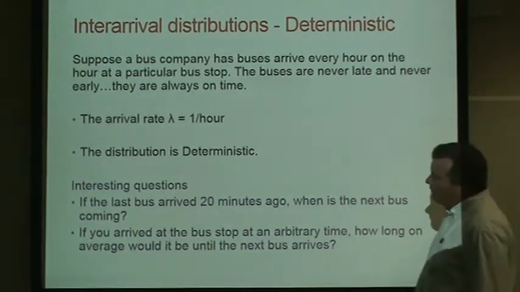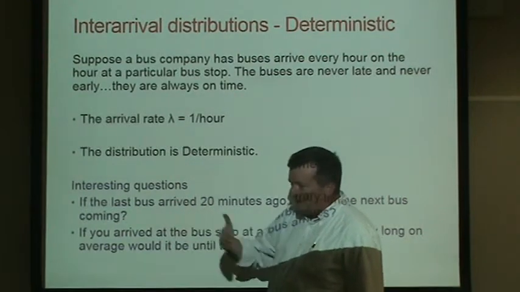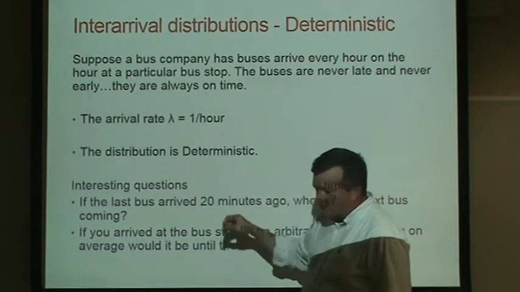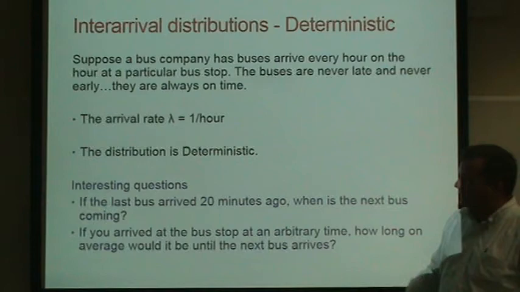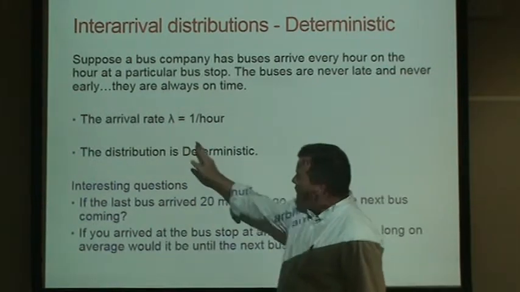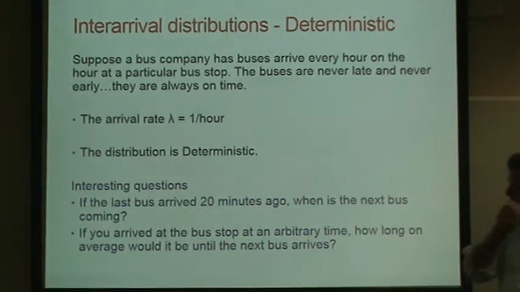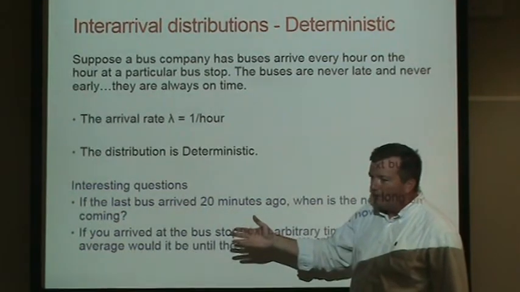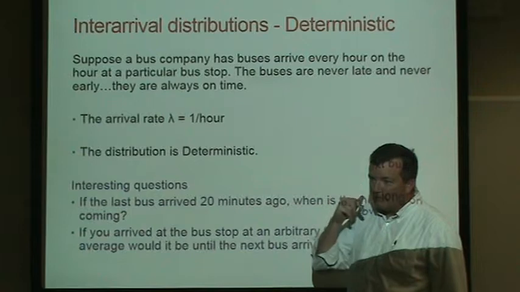So we would call the probability distribution of the time between each arrival deterministic. It's a deterministic probability distribution, which means we know exactly when they're coming. So not only do they have the rate of 1 per hour, we know exactly when they're coming. So for example, if the last bus left the stop 20 minutes ago, can you tell me when the next bus is coming? How much time from now?